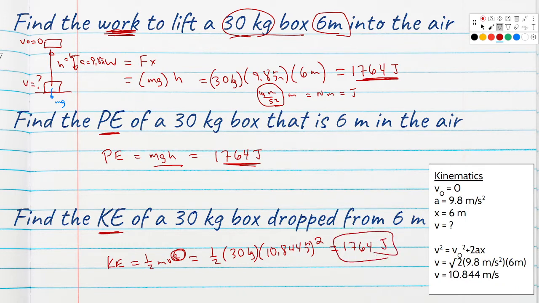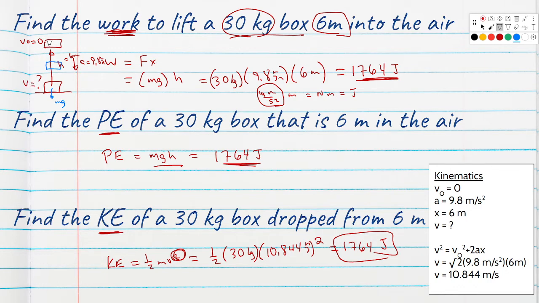So we did some work to raise a box. We calculated how much potential energy it had up there. We dropped it, and just before it hit the ground, it had that same amount of energy. It's always the same number. And in fact, we could come in here and say, well, what about smack dab in the middle?